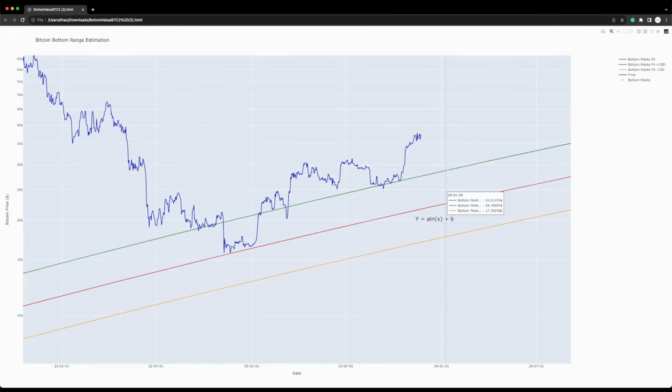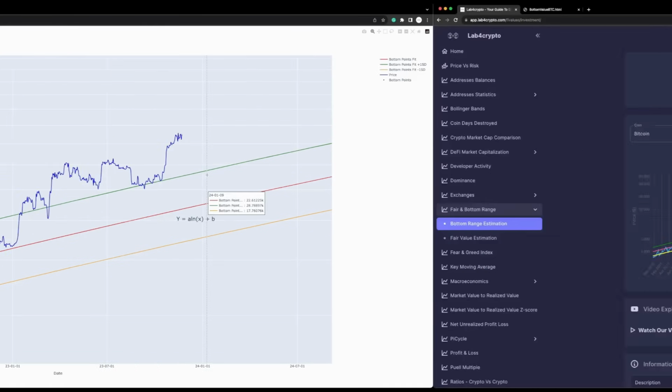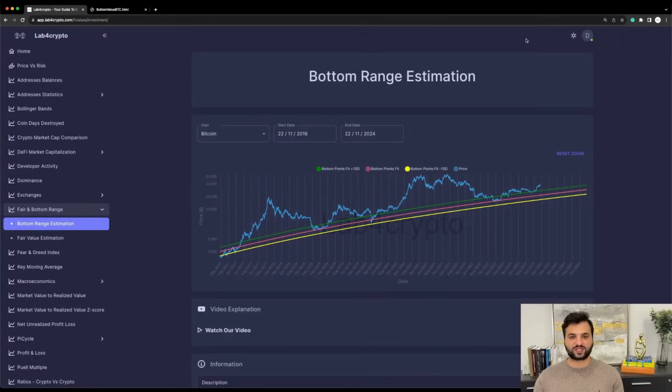Using this strategy, you will be able to maximize your opportunity in case Bitcoin drops to the red or orange line, but still, in the case that Bitcoin manages to bounce from the green line, you will still be able to accumulate Bitcoin at a really good price. And I hope you like the example, and I'm going to take you back to the platform to see the same model there. In our platform, you will be able to explore the bottom range model for multiple assets.